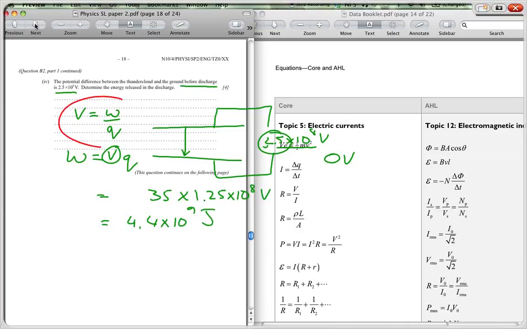This formula obviously is your definition of your potential difference. Your volt is the work per unit charge, and so we could use that as our formula.